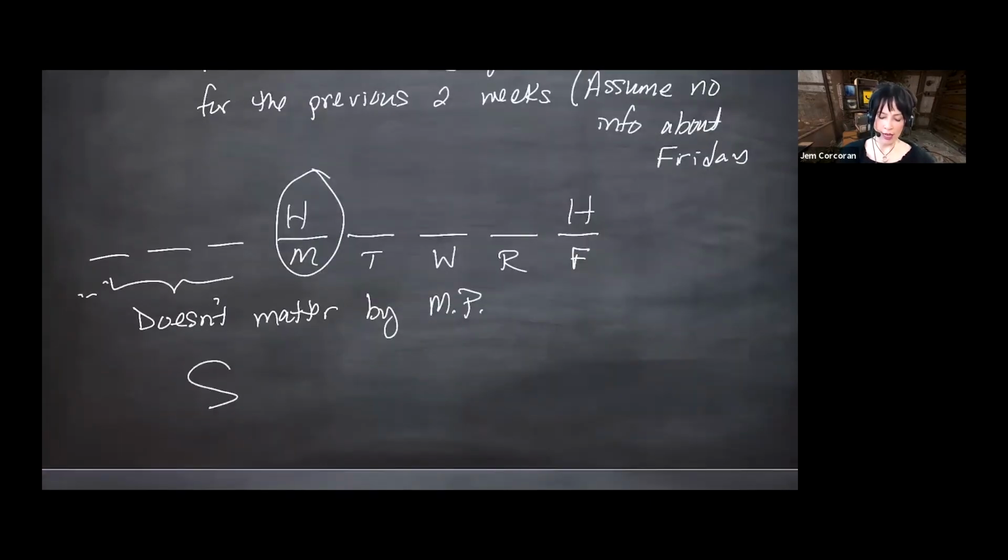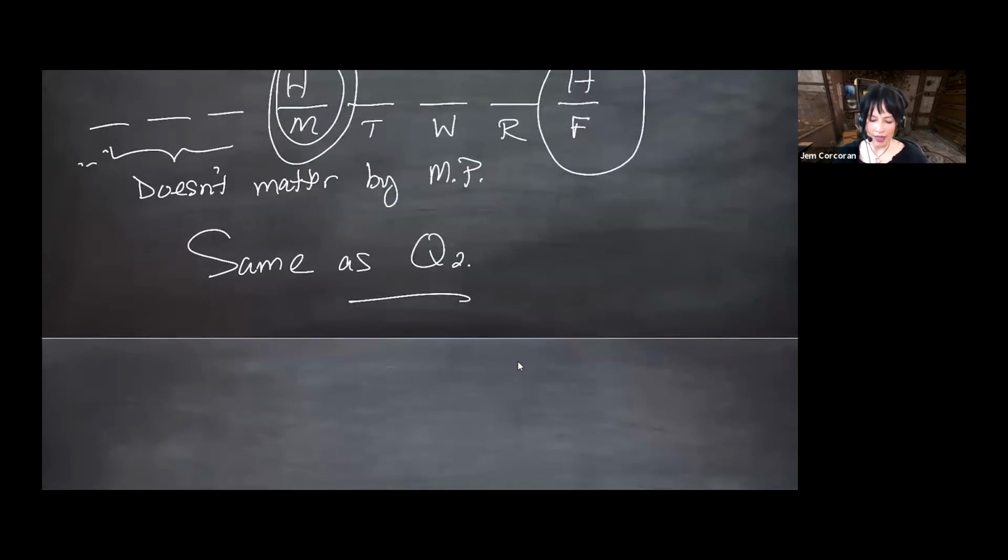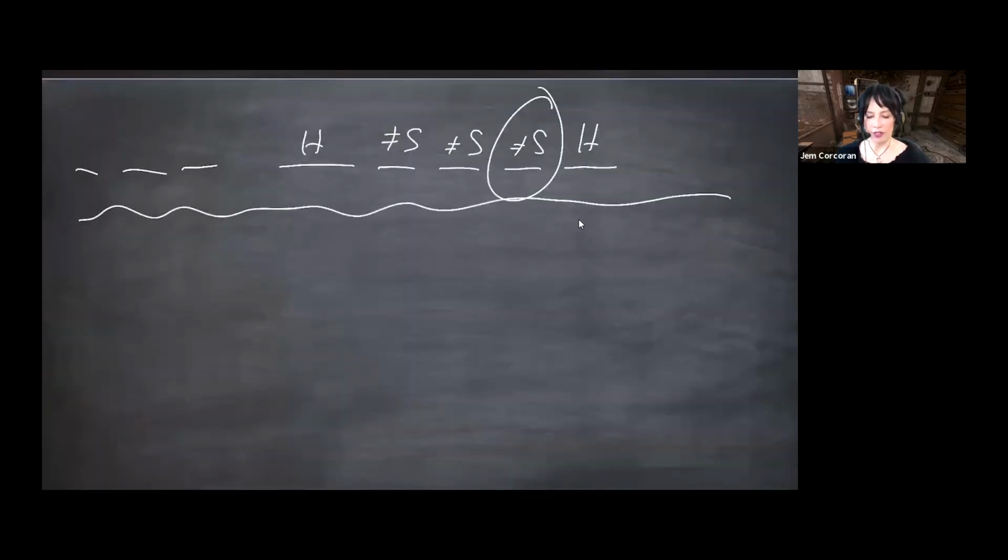So this is the same as question 2, where we started happy and we wanted the probability we were happy on Friday, given that we were not sad for the 3 days in between. Again, all I care about is he's happy here, don't know, not sad, not sad, not sad, and then happy. All right, next up, this deserves its own new slide.